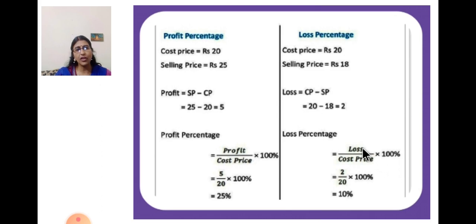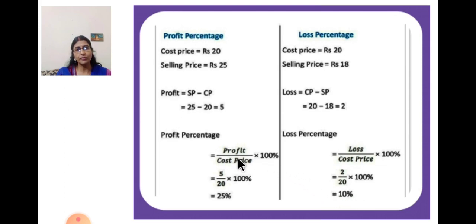Now in place of loss, what will we write? We'll write 2, because the loss was 2 rupees. And the cost price was how much? Cost price here was 20. So 2 upon 20 multiplied by 100%. Now we will reduce this. 2 tens are 20, and then again 10 tens are 100. So we got a loss of 10%. Here we made a loss of 10%, and in the previous condition we made a profit percent of 25. Here profit percent is 25 and here loss percentage is 10%.